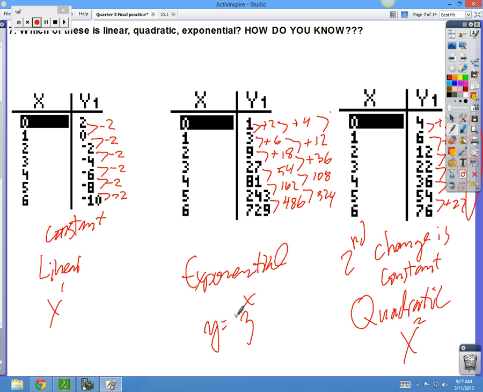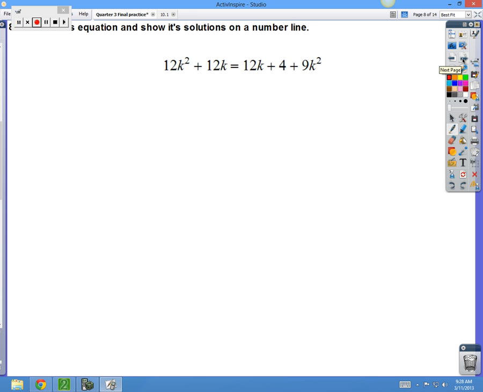Okay, last one. Same one as we just barely did. I'm going to get everything to the left. I'm going to minus this over. I'm going to minus 9k squared. Minus 9k squared. Oh, you know what we forgot to do? Put them on a number line. So what's 12k take away 9?